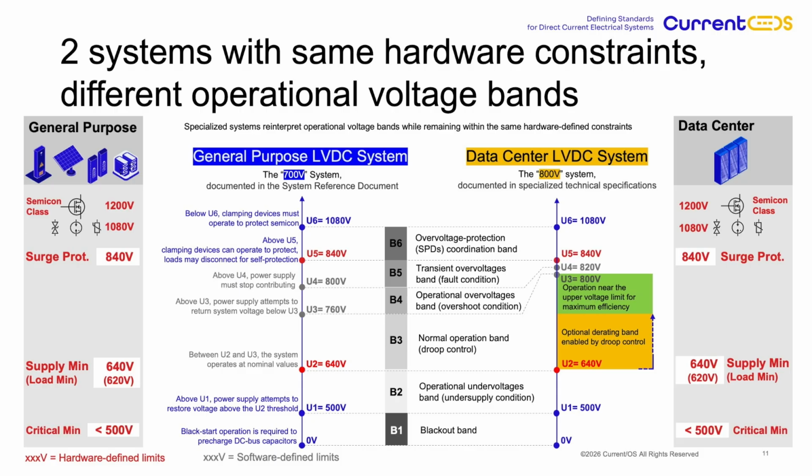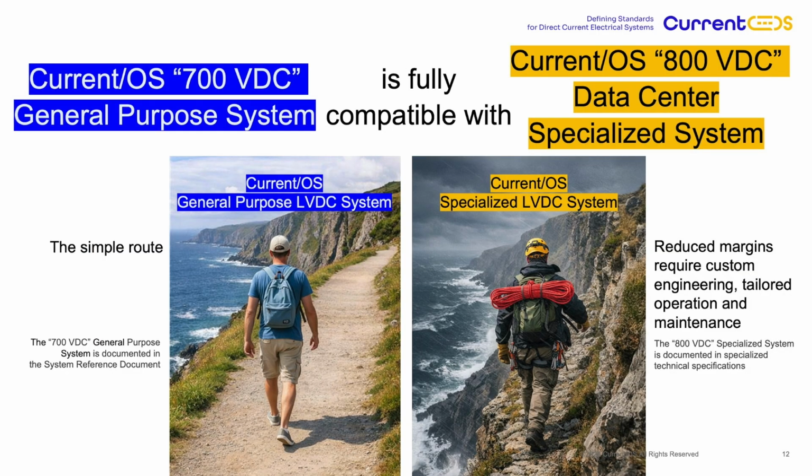Therefore, the 700 volt system defined by Current OS SRD and the 800 volt system sought for data centers are compatible. The differences lie simply in the settings, the safety margins, and the fact that these risks are deliberately accepted by experts with a detailed understanding of their specific application. In a nutshell, Current OS 700 volts DC general purpose system is fully compatible with the 800 volts DC data center specialized system.